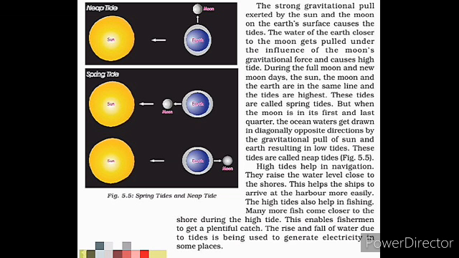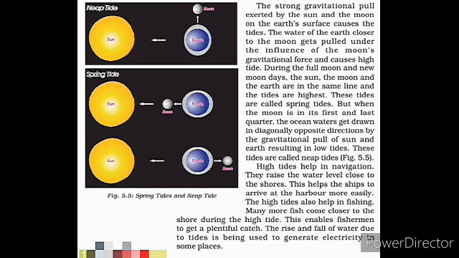High tides help in navigation, obviously, because they raise the water level close to the shores, and this helps ships arrive at the harbor more easily. High tides also help in fishing, and many more fish come closer to the shore during high tide. So this enables fishermen to get a plentiful catch. The rise and fall of water due to tides is also used to generate electricity in some places.